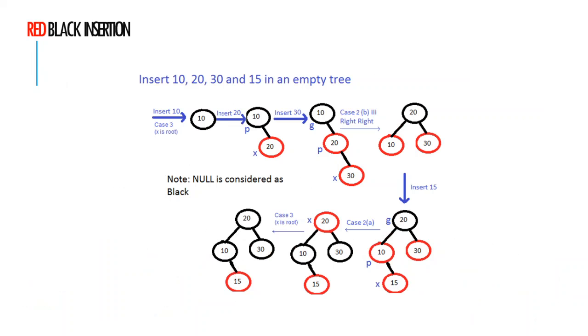Yes, we have to insert 10, 20, 30, and 15 in an empty tree. First of all, we insert 10, the root case, and now the X is root. Insert 20, which is greater than 10, go to the right side. Insert 30 to the right side. And now we have a problem.